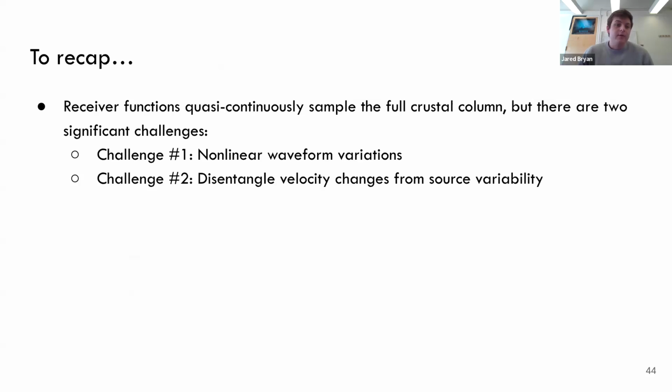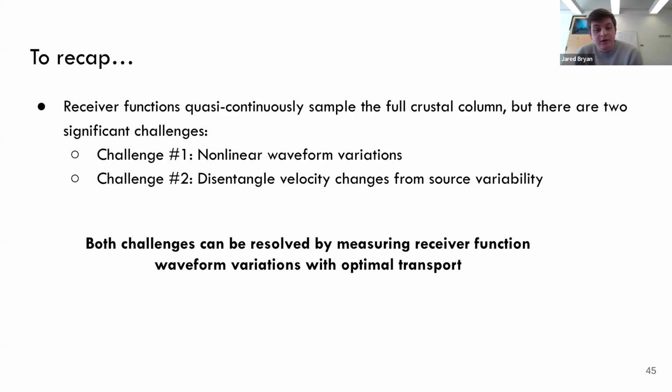So the thing we gain by using receiver functions for monitoring is they uniformly sample different depths. So you don't lose sensitivity to velocity changes in depth. But the price you pay are these nonlinear waveform variations, and then this problem of having a mixture of different sources of waveform variation that you have to disentangle later. So in order to address those two challenges, I'll introduce a method based on the theory of optimal transport. And then we'll get to the Ridgecrest example, I promise.